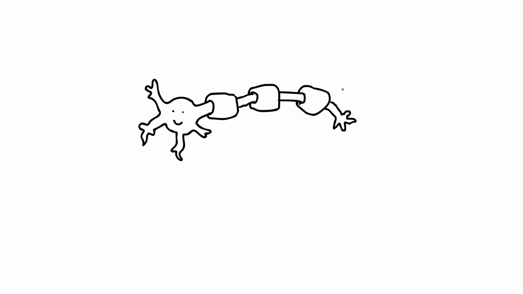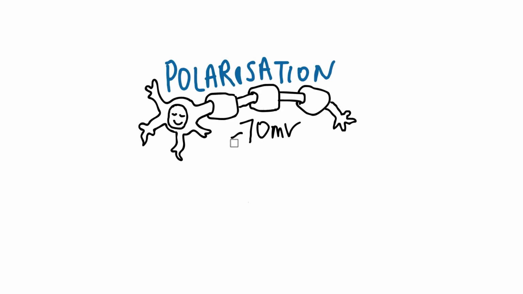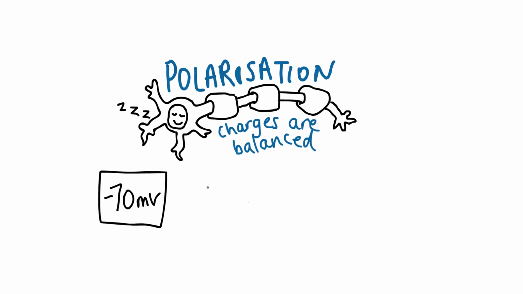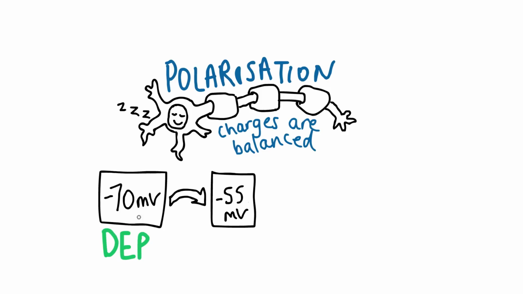In most but not all cases, nerves have a resting potential of minus 70 millivolts. Polarization is where the membrane is not stimulated, the charges are balanced and it does not have an impulse to carry. When a nerve becomes depolarized, the membrane potential becomes less negative. The potential is less polarized than the resting potential.